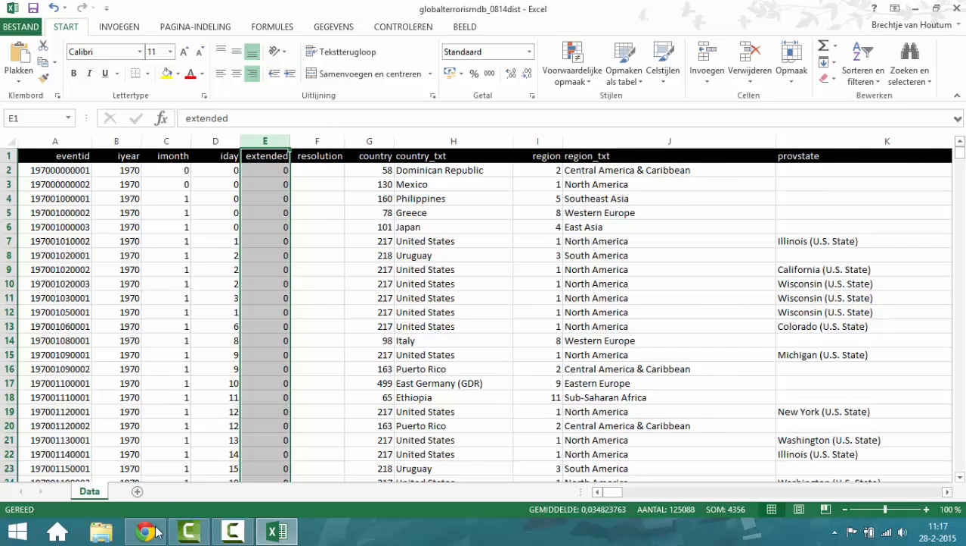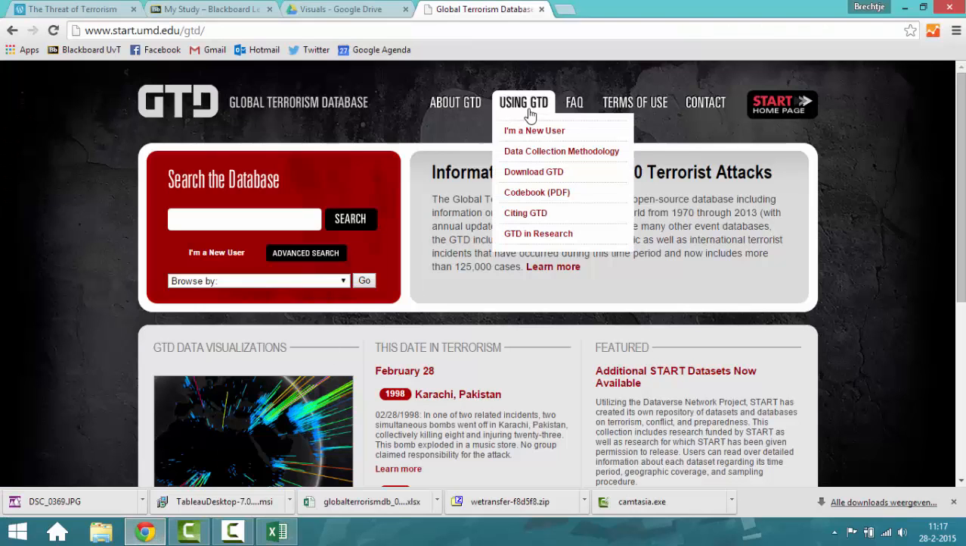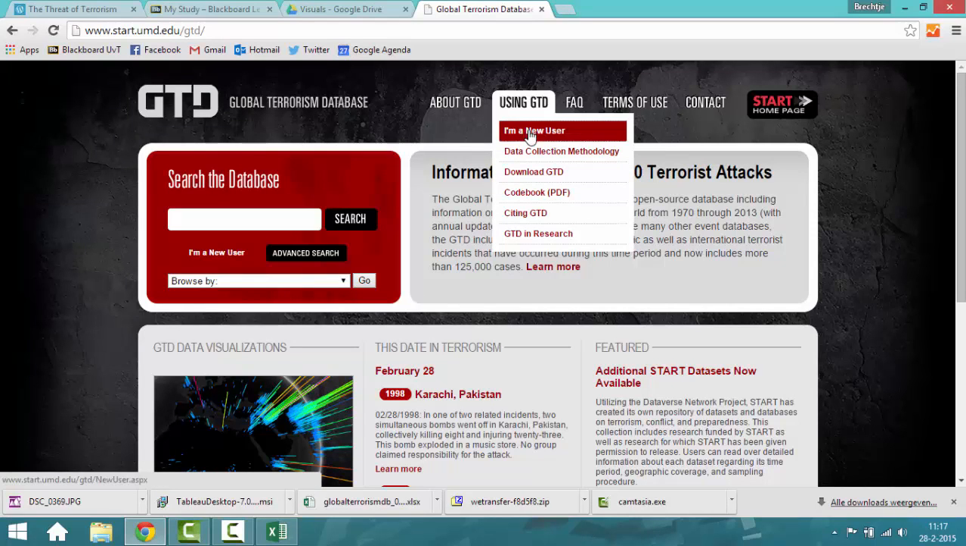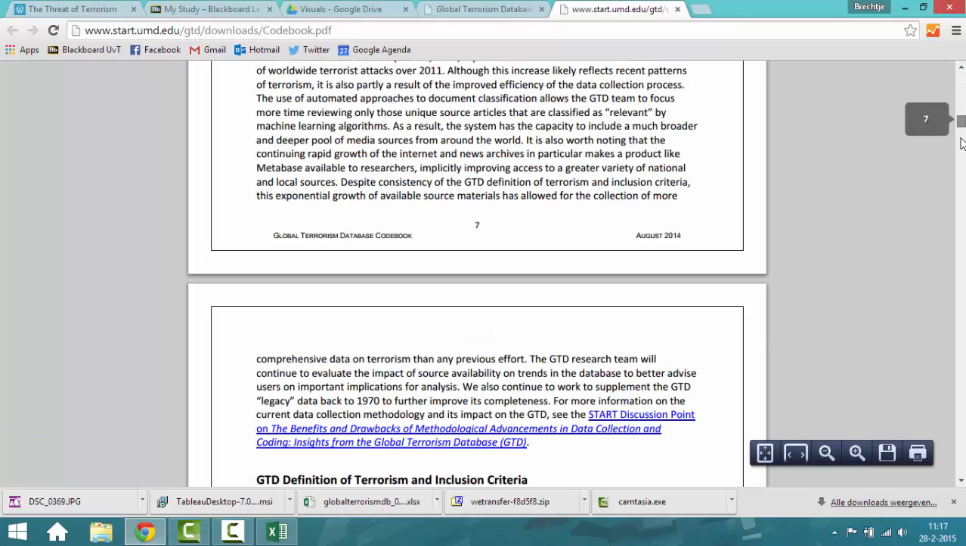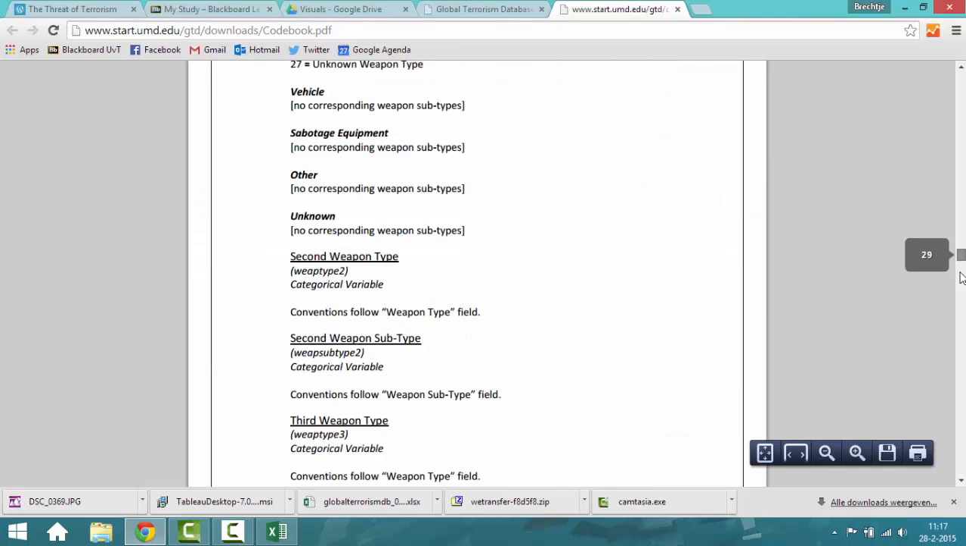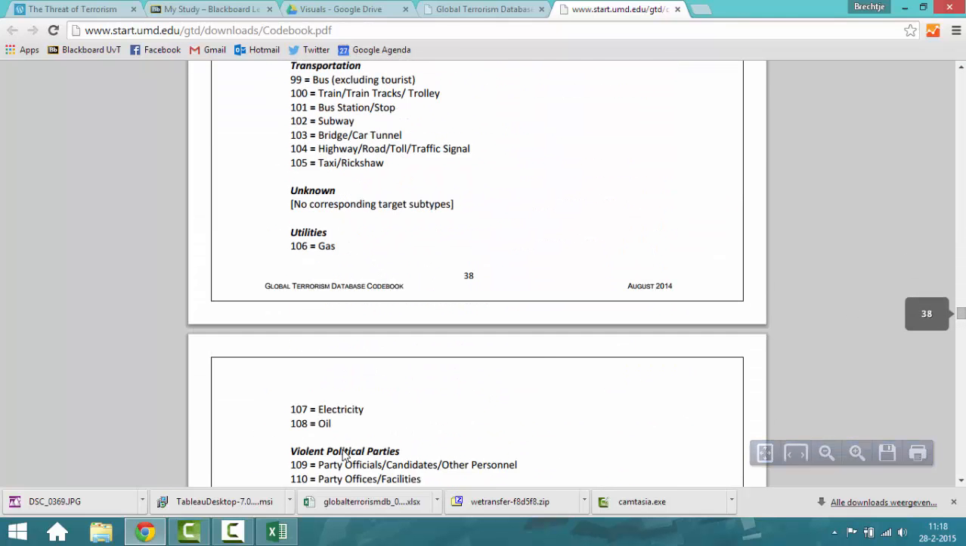We might want to know what all these things mean. So this is where we got the data set from. It's the Global Terrorism Database. And they have this code book which tells exactly what all those terms mean.